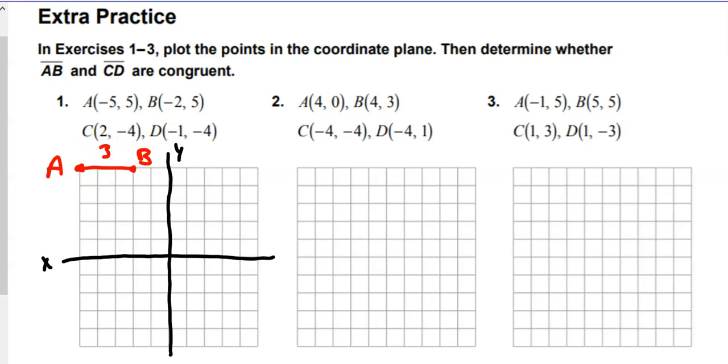Now I'm going to do CD. So I have 2, go over 2, down 4. That is C. And I'm going to do the same with D. -1, down 4. So here's my segment. Again, I can count. Always, again, go right to left, just like you're graphing here. 1, 2, 3. Yep, they are the same. So yes, they are congruent.